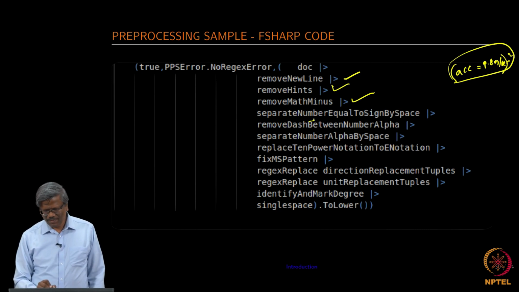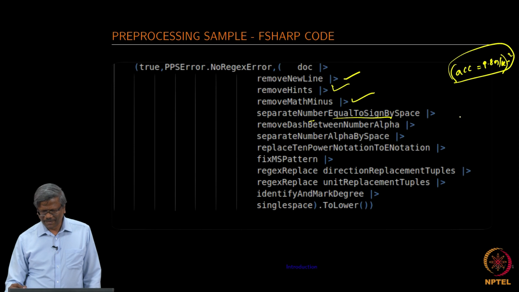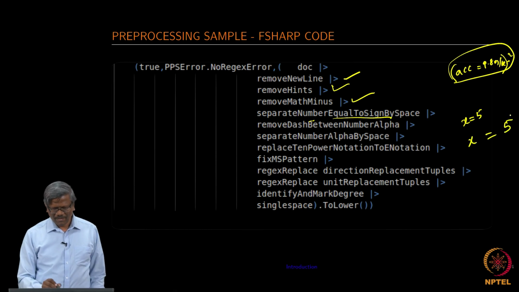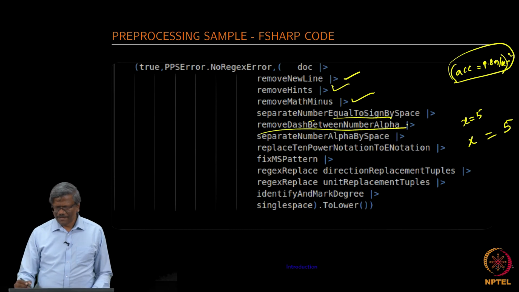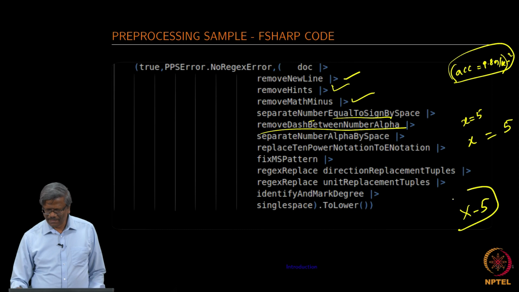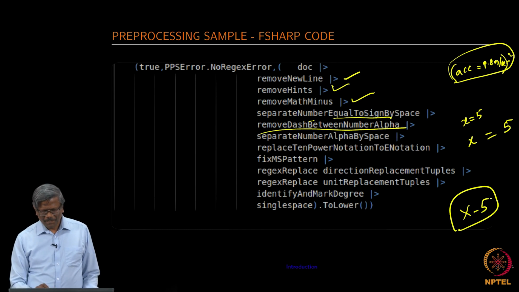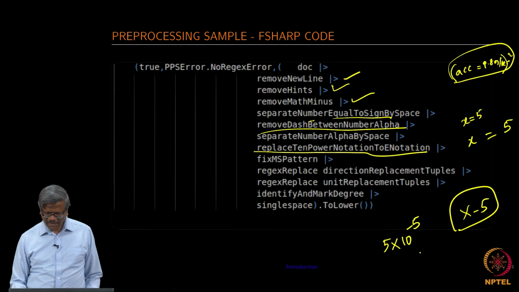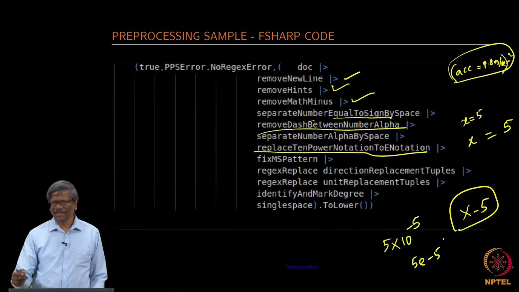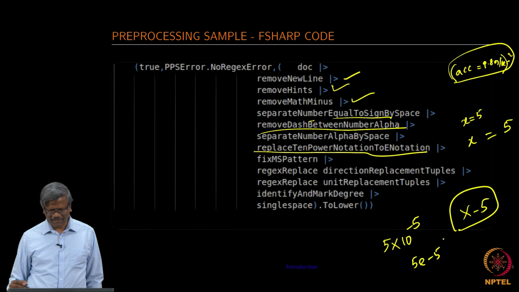Separate a number from the equal to sign by a space. For example, if x equal to 5, just write this as x equal to 5 in some way. And then if there is something like this, it removes those. Replace 10 power notation with e notation. For example, if somebody gives 5 into 10 power minus 5, it replaces that with this form. So that is the normalization and replacement that we do.